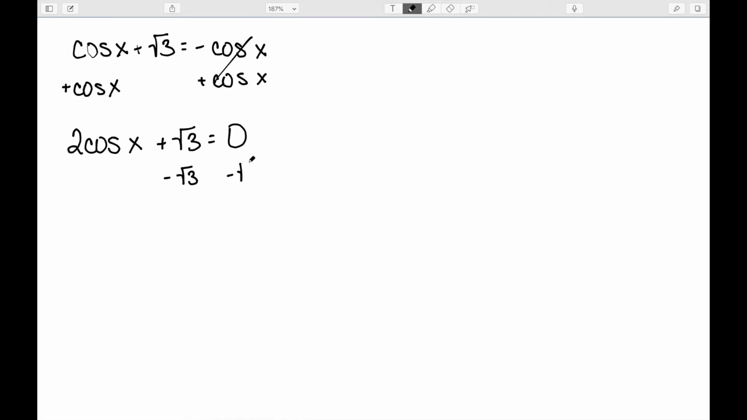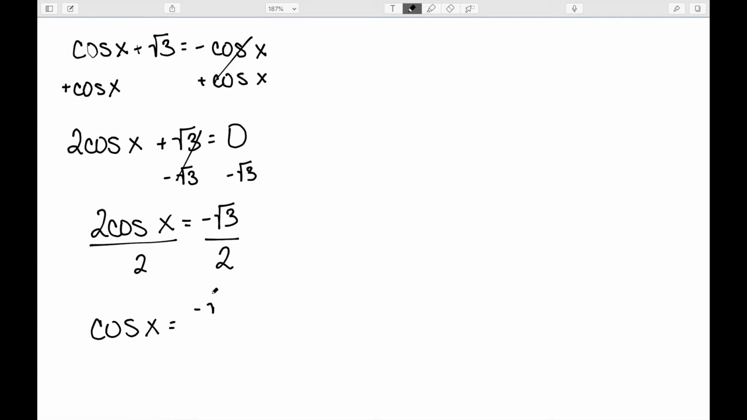I can then subtract the square root of 3 from both sides. That gives me 2 cosine x equal to minus root 3. And then divide both sides by 2 to get cosine x equal to minus square root of 3 over 2. So now I need to know what angle has a cosine of minus root 3 over 2. So now what I really want to know, what is arc cosine of minus root 3 over 2?